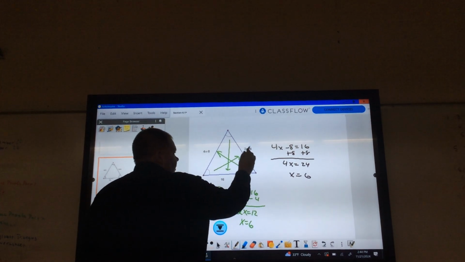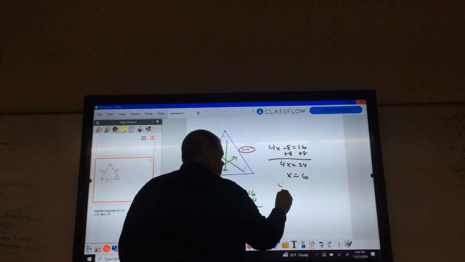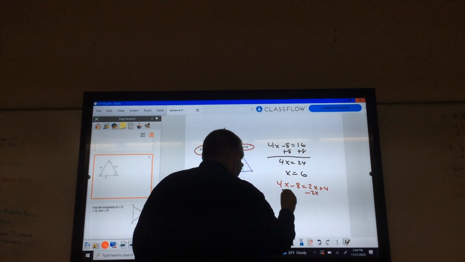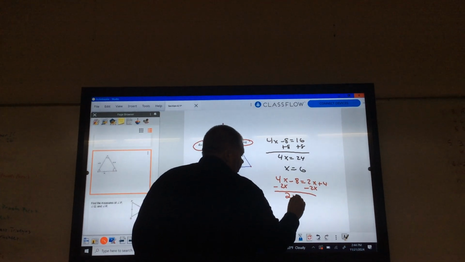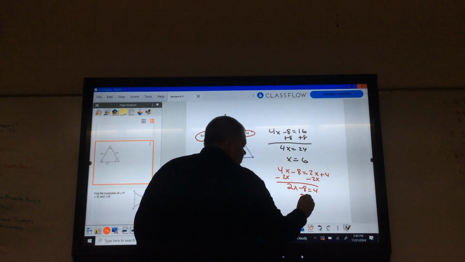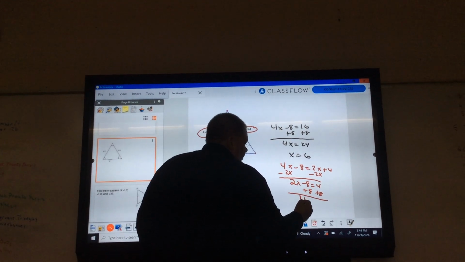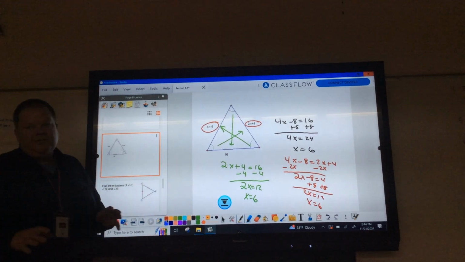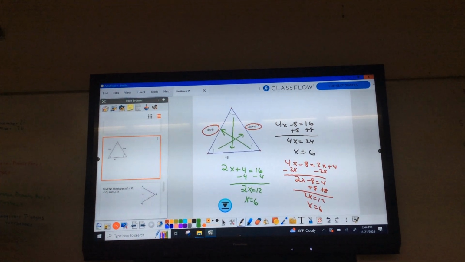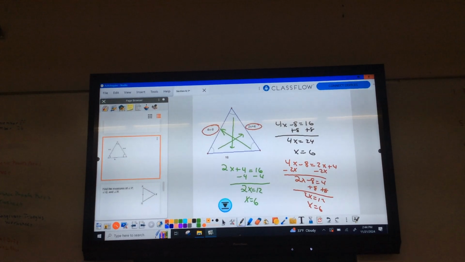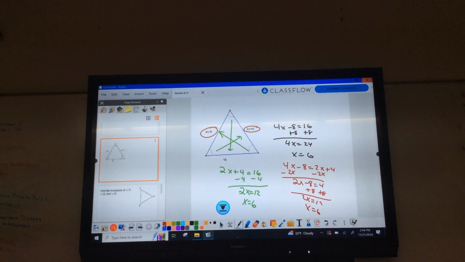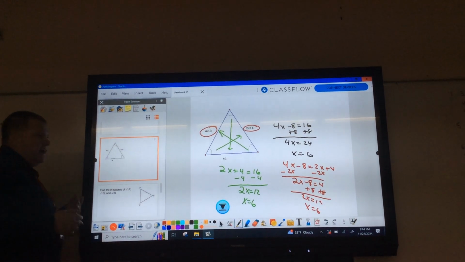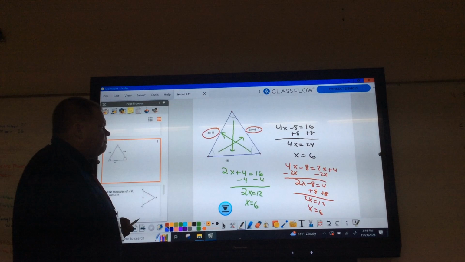Or I could have said that these two were equal. So 4x minus 8 could have equaled 2x plus 4. When I subtract 2x from both sides, I have 2x minus 8 equals 4. When I add that 8 back, 2x is 12, and x is 6. In summary, when you have an equilateral triangle, it doesn't matter which two sides you compare. But remember that you only have two sides that have to be equal in order for the triangles to have a value for x. It just doesn't matter which set of sides you pick.